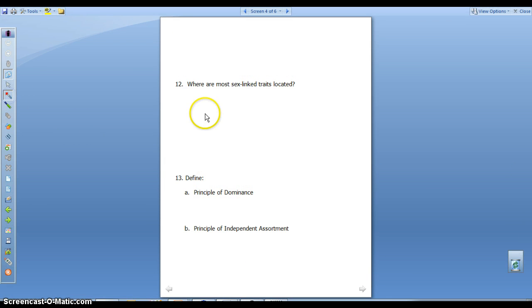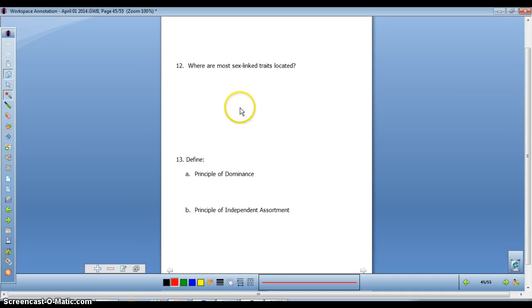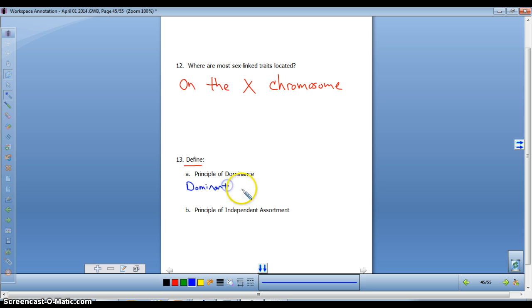Next page. Where are most sex-linked traits located? On the X. On the X chromosome. Now let's look at these definitions. Okay, the principle of dominance. You could say dominant alleles mask recessive in heterozygous states.